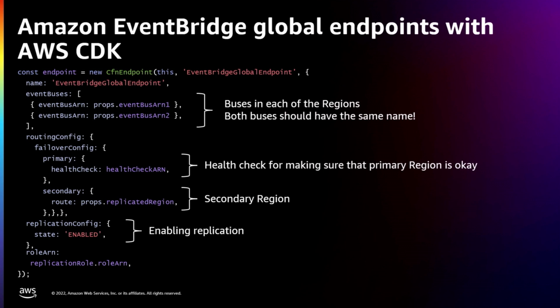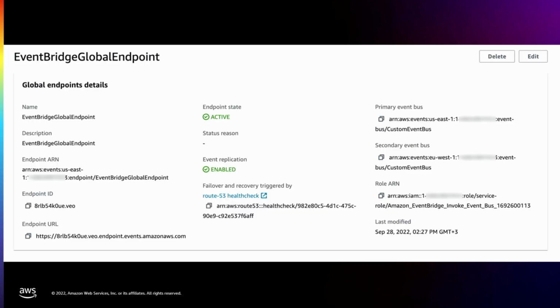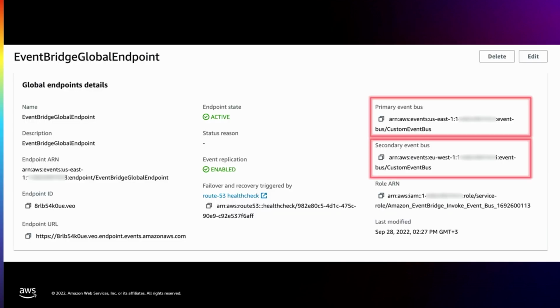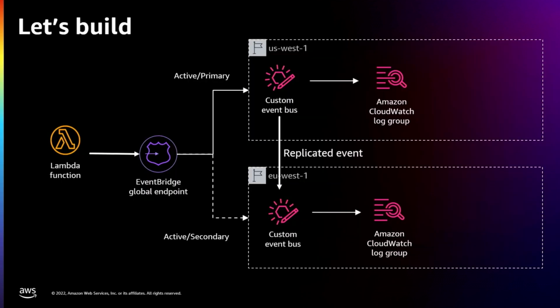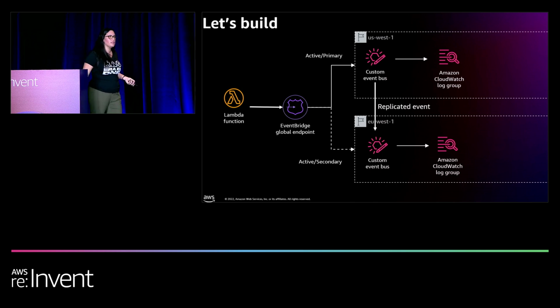So when you have all this set up, then you can see it appearing in your console, and you will see the 2 event buses defined there. You will see the health check, you will see the replication, and you will get back a very important thing, that is the endpoint ID. That is what you need in order to send messages to the endpoint from your application. So let's build something so you can see this in action.